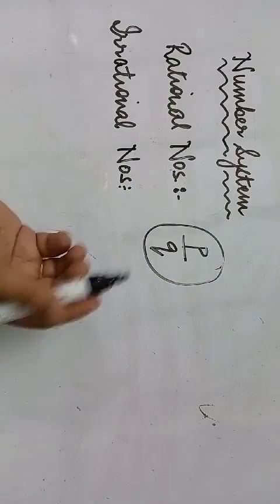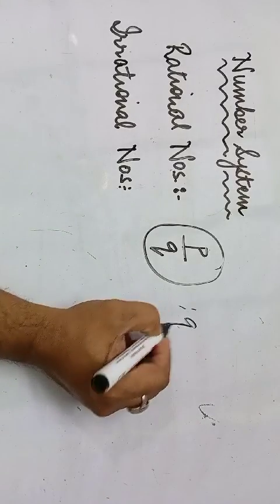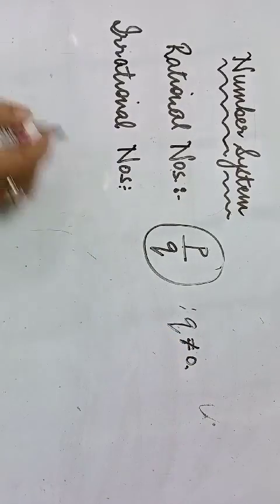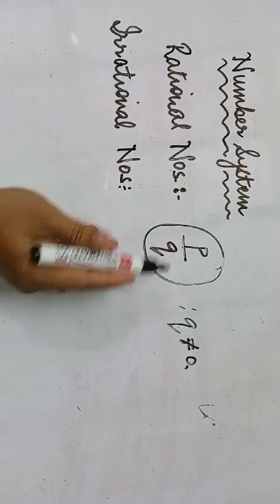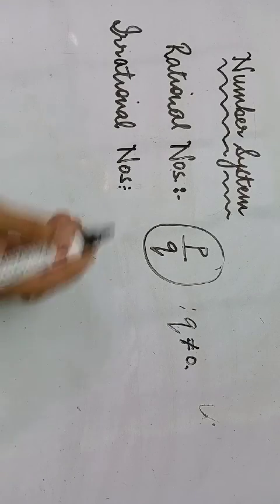Let's take some examples. So here q is not equal to 0, because if you have a fraction in which the denominator is 0, that goes up to infinity, so that is not something that we want here. So rational numbers, let's take some examples.